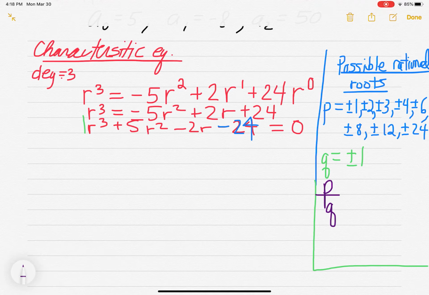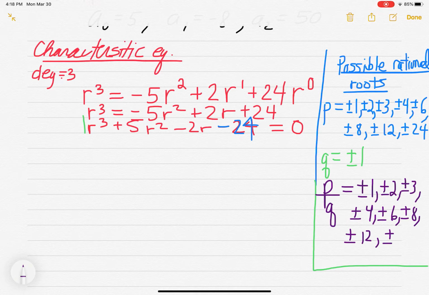So if I take the p's and divide by the q's, we're taking each of those blue numbers and dividing by plus or minus 1. We're just going to get back those blue numbers, right? Plus or minus 1, plus or minus 2, plus or minus 3, plus or minus 4, plus or minus 6, plus or minus 8, plus or minus 12, plus or minus 24. Yeah, so really I didn't even need to bother dividing out the q, because the q is just plus or minus 1. So these are possible rational roots. If we have any rational roots, that's roots that are fractions or integers, then one of these has to be a root.